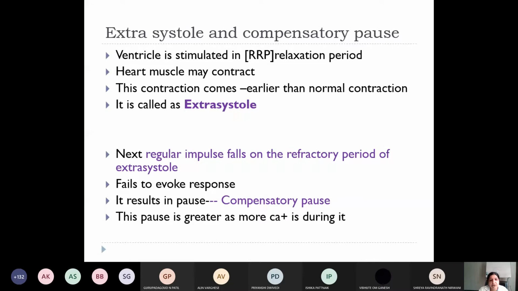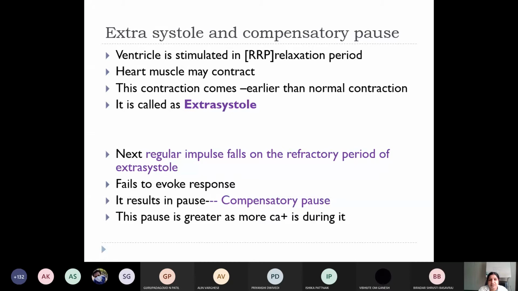Now this is because even though the next normal stimulus comes from the SA node, it falls in the refractory period of the extrasystole, right? That's why no systole occurs, and that falls as the compensatory pause, right?